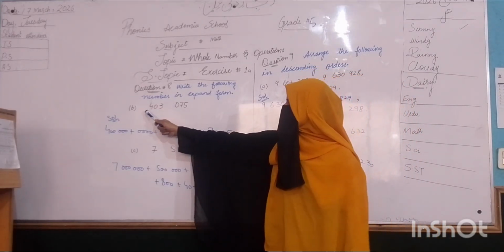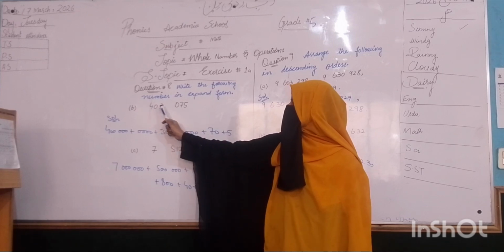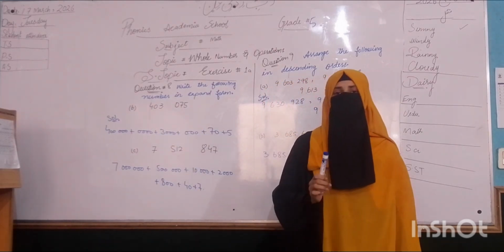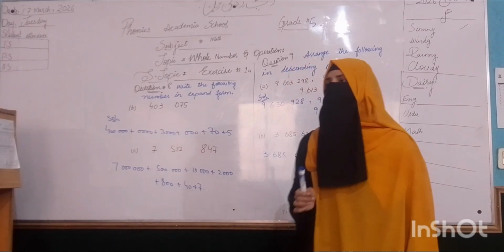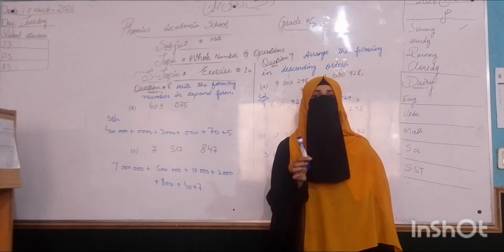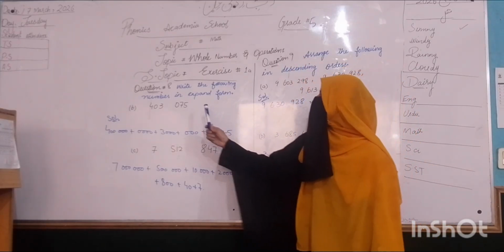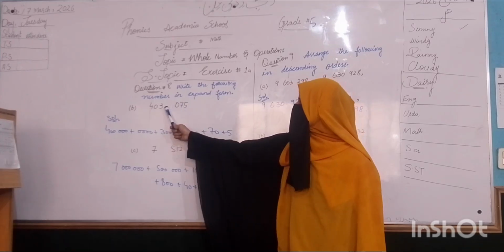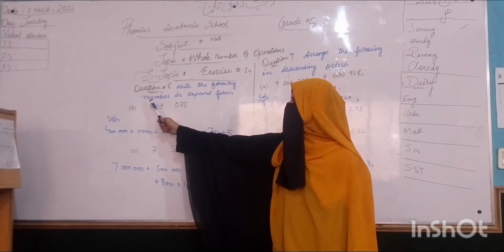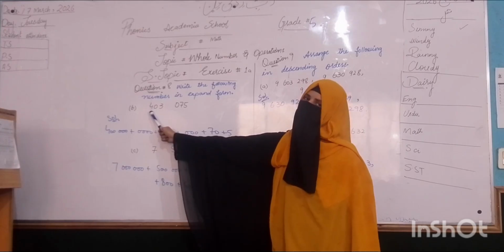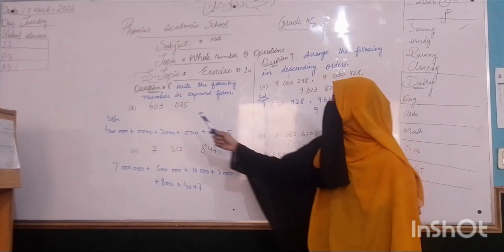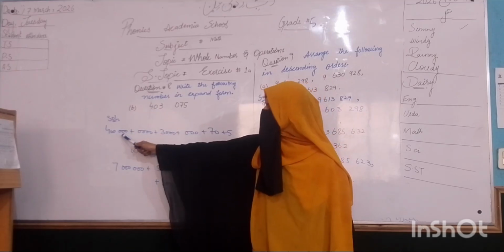Question number 8, part B: 403075. How do you write the expanded form? First you need to know the place value. How do you know the place value? You follow the place value chart of the digits. 5 is 1, 7 is 10, 0 is 100, 3 is 1000, 0 is 10,000 and 4 is 400,000. According to the place value chart, the value of 4 is 400,000.